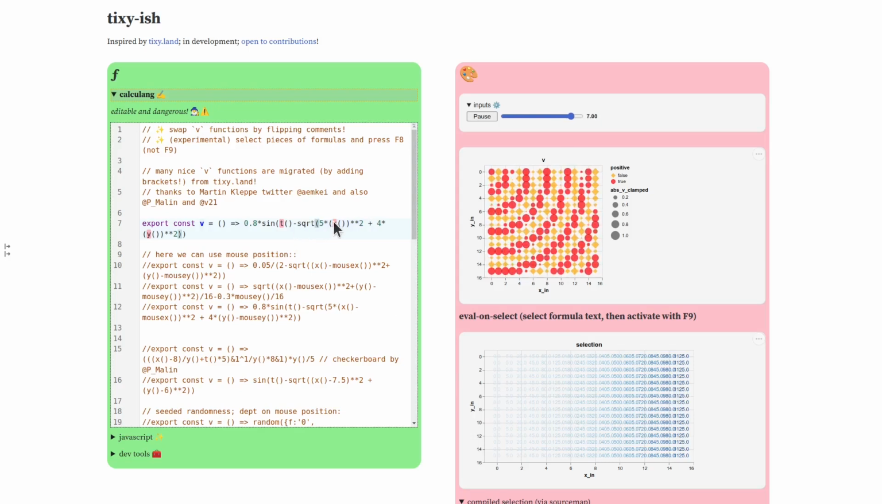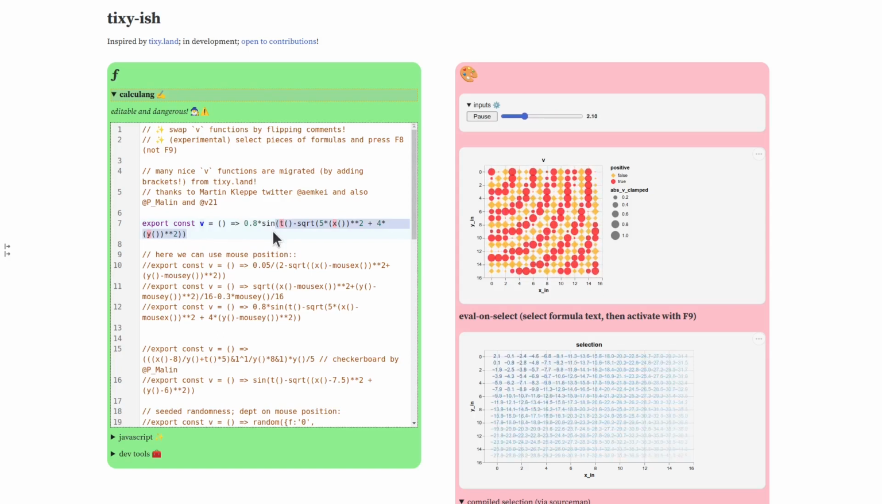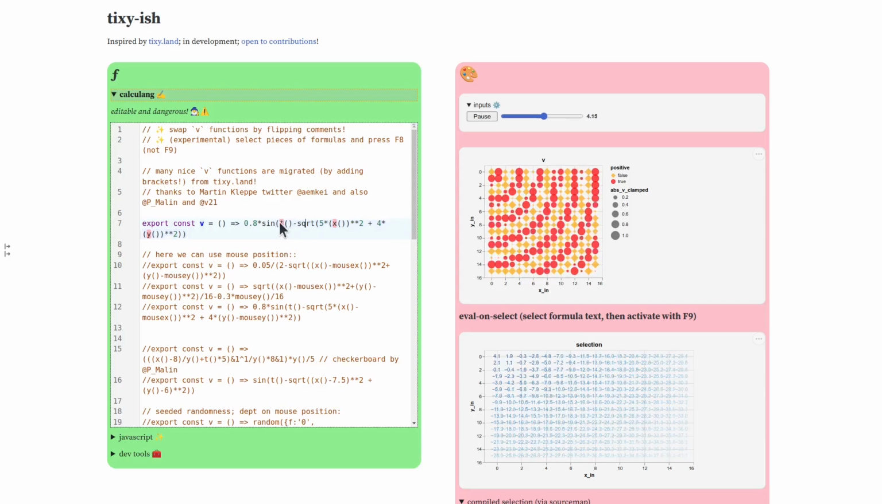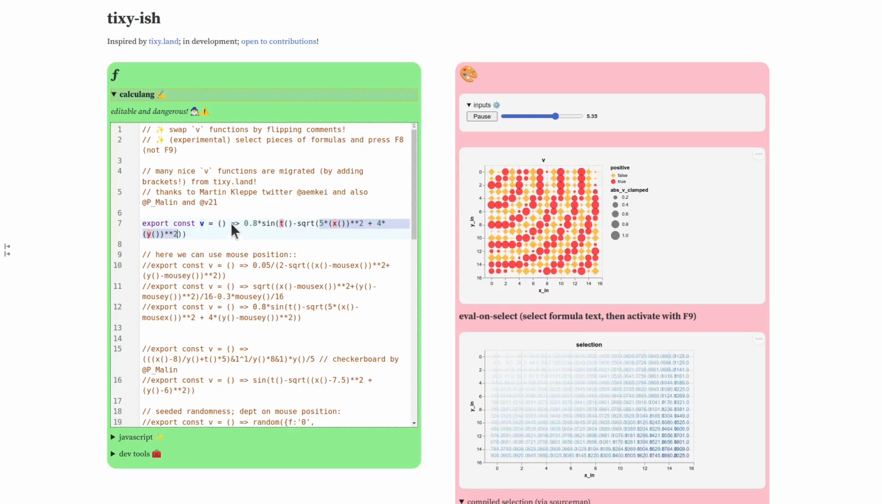And so what is this function? It's 0.8 times sine of a thing. What's the thing? F9. Okay. The thing is t minus square root of something. We know what t is. Now what's the square root? It's the square root of 5 times something squared plus 4 times something squared. F9 that.